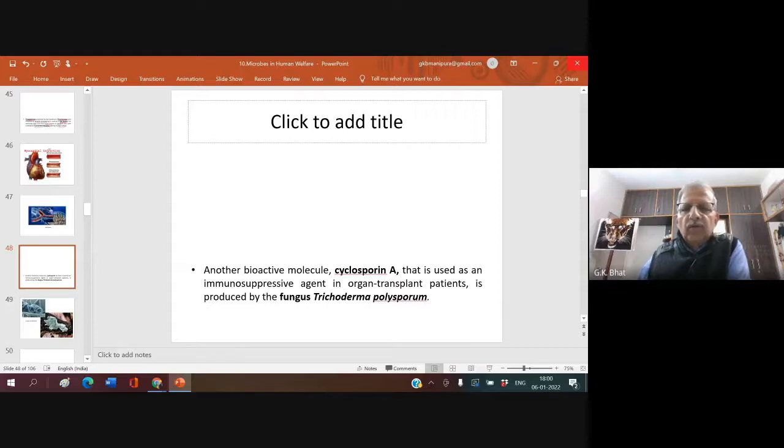Another bioactive molecule, cyclosporine. One more important, cyclosporine A, is used as an immunosuppressive agent in organ transplant patients, and is produced by the fungus Trichoderma polysporum. I hope you may be aware, whenever organ transplant is done, the recipient's immune system always rejects this new organ which is going to be administered to his body.